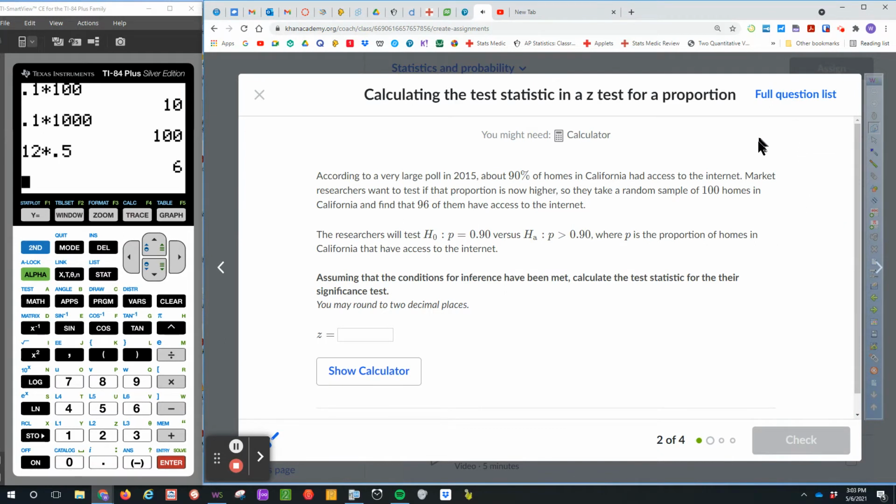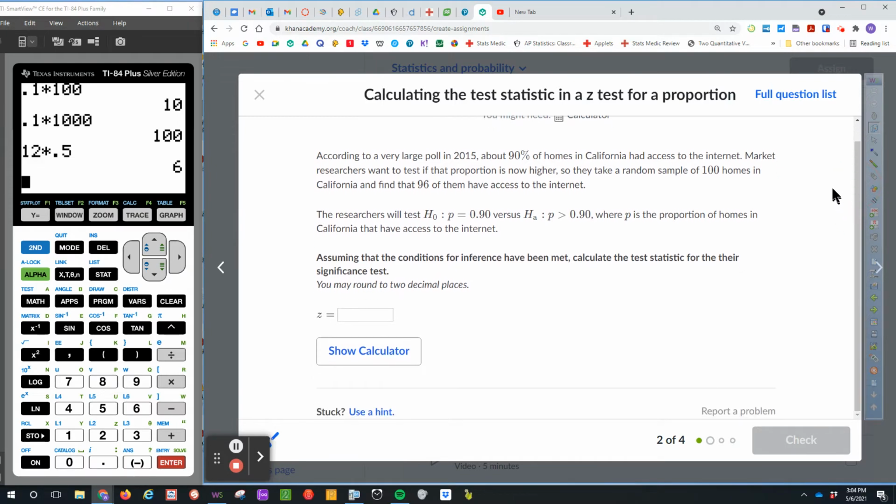Okay, so another question here. According to a very large poll, in 2015, about 90% of the homes in California had access to the internet. Market researchers want to test if that proportion is now higher. So they take a random sample of 100 homes in California and find that 96 of them have access to the internet.